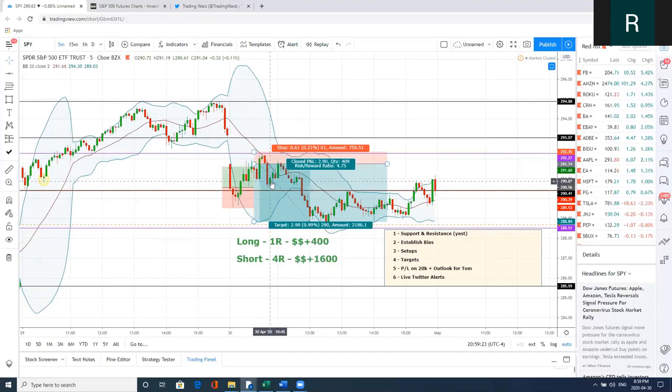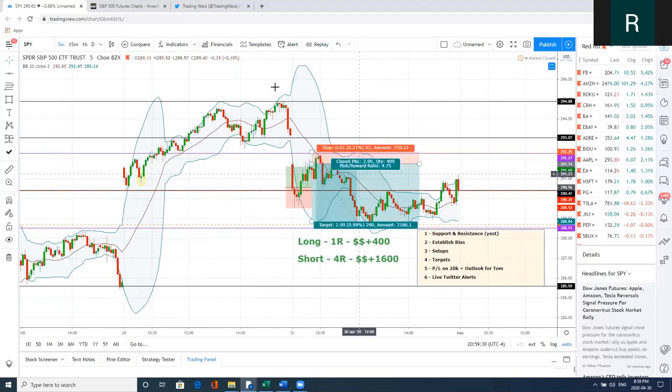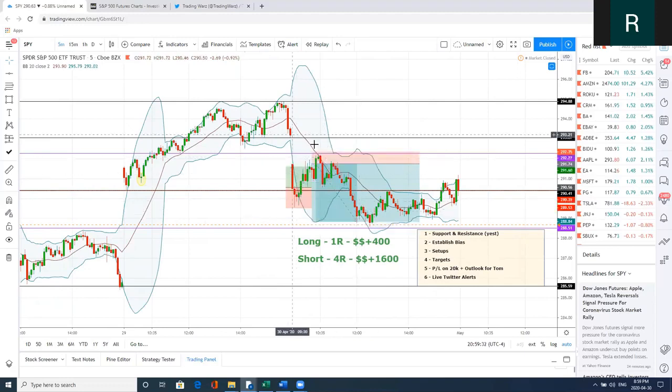Okay, guys? In terms of targets, like I said, with the long, you want to be in and out. You want to be careful. We're gapping down. With the short, here's your 50% retracement on the fibs. Walk this all the way down as long as you can.